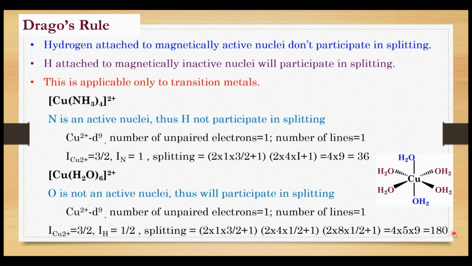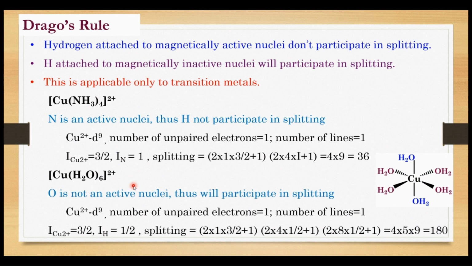Drago rule is very, very important. From these two examples, I think it's very clear how to calculate the number of signals. If an active nuclei is there, you don't consider hydrogen. If that nuclei is not active, or it's an inactive nuclei, consider hydrogen. That is the rule, and a very, very important thing, it is applicable only to transition metals.